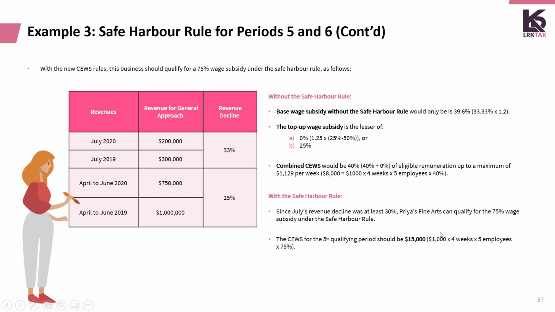So in this particular case, if you apply the safe harbor rule, you'll be getting $15,000 versus 8,000. So obviously 15 is better than 8. And it's a good illustration to show people that, again, there are some considerations and thought process that goes into these subsidies. It's not purely mechanical. So perfect example for that.